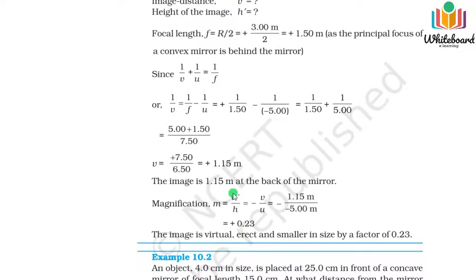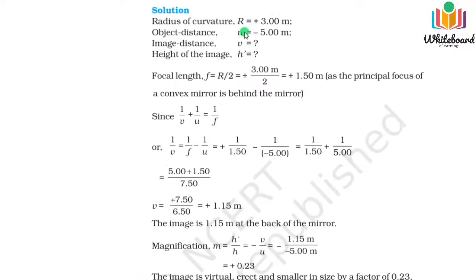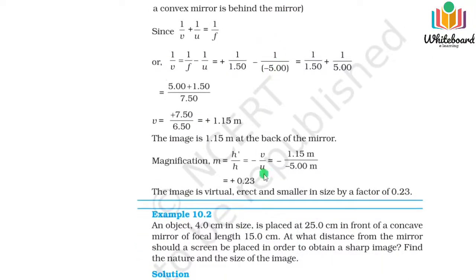You can see here magnification h dash by h is minus v by u. v is given here, u is also given here. Put all the values and you will get plus 0.23. What is the meaning of plus? Tell me. Plus means the image has been formed on the positive y-axis. Plus means it is erect. And of course, virtual image. So the image is virtual, erect, and smaller. How do you know it is a smaller image? Because magnification is less than 1, so it is smaller.